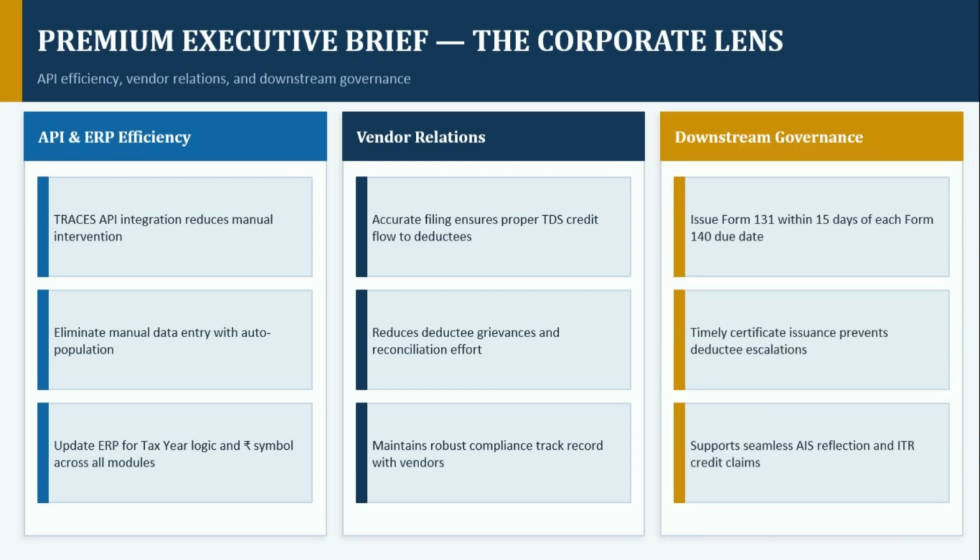Third, downstream governance. Form 131 should be issued within 15 days from each Form 140 due date. Timely certificate issuance helps prevent deductee escalations and disputes. It also supports seamless AIS reflection and smoother ITR credit claims for taxpayers. An efficient compliance framework not only improves operational control but also strengthens corporate governance and stakeholder trust.